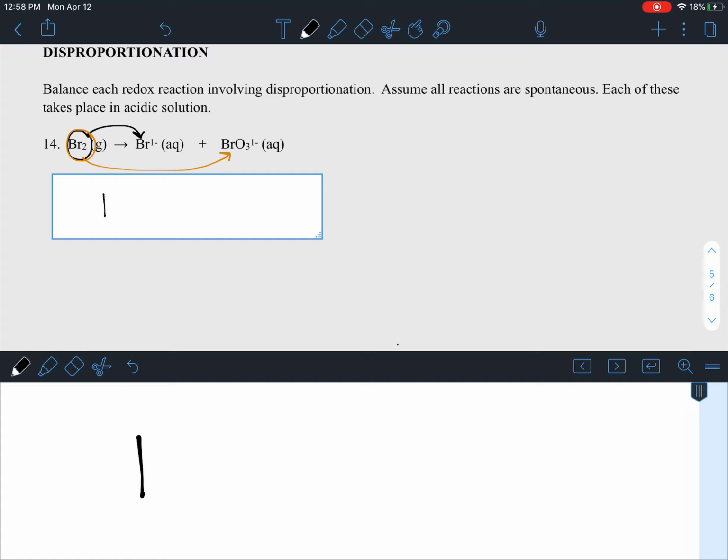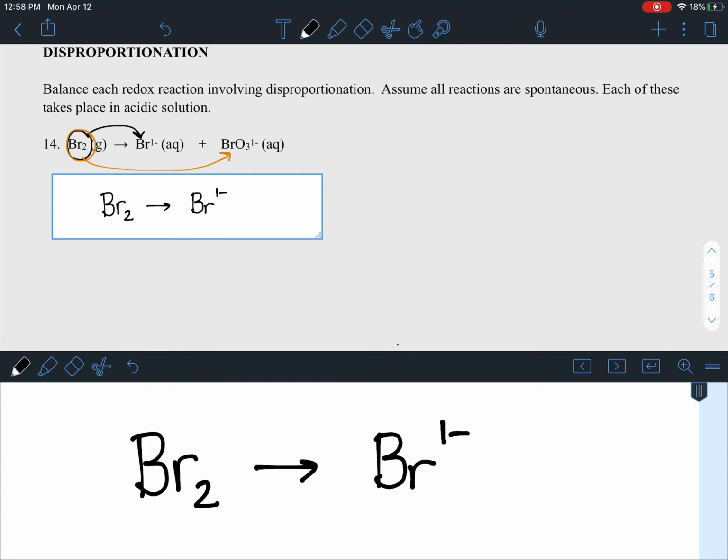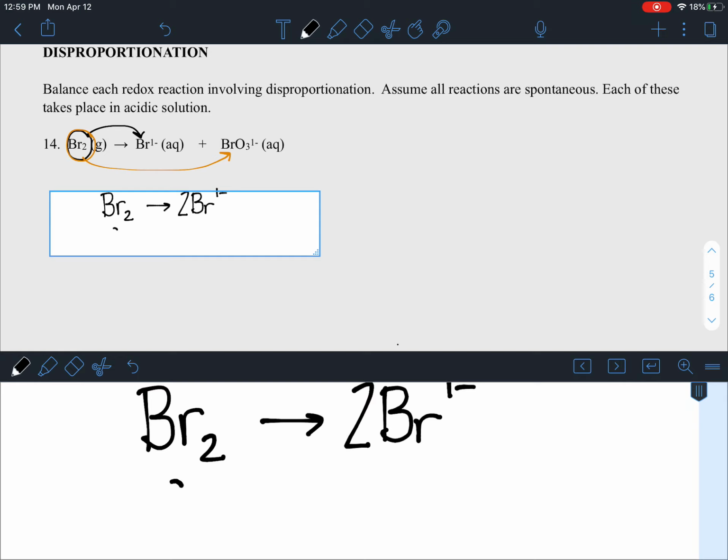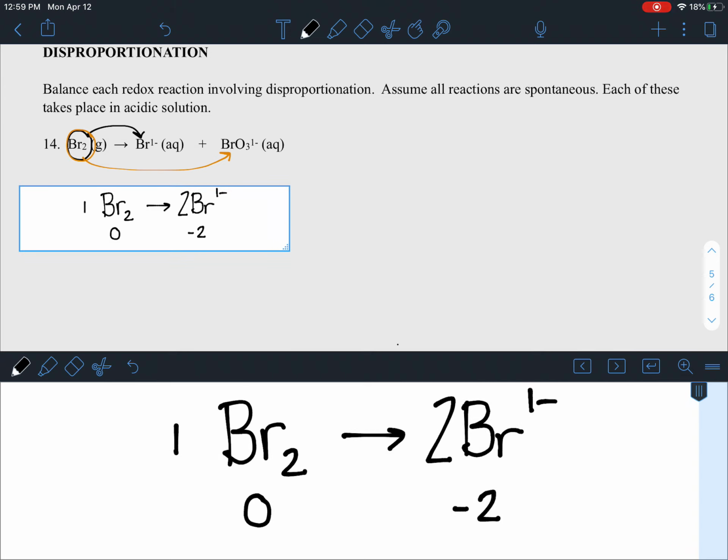So you start off by writing out Br2, and we're going to just kind of tackle that Br1 minus first. And the first thing we'll have to do is put a 2 in front of the Br because we had two bromines right here. And then the next step is, even though this is in acidic solution, there are no oxygens that we need to balance out. And so we're not going to have to introduce hydrogen ions to this part of the equation. So now we'll just balance out the charge. We have a 0 here and a -2 here. So I'm going to go ahead and add in the 2 electrons to the reactant side, and that takes care of our first equation.